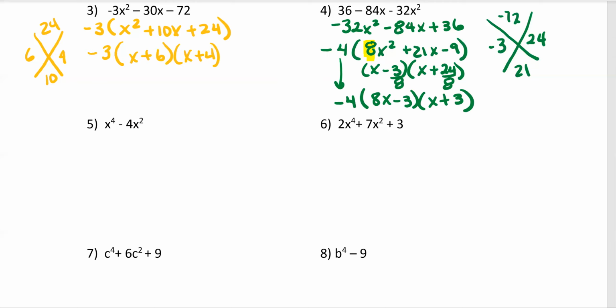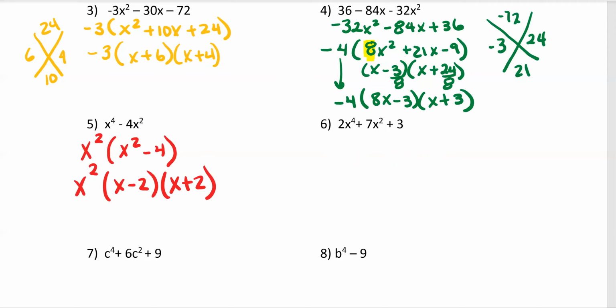Number 5, greatest common factor, x squared. X squared minus 4 is a difference of perfect squares and factors more. And so there's our final answer.